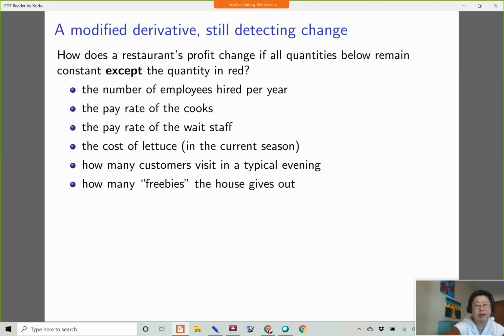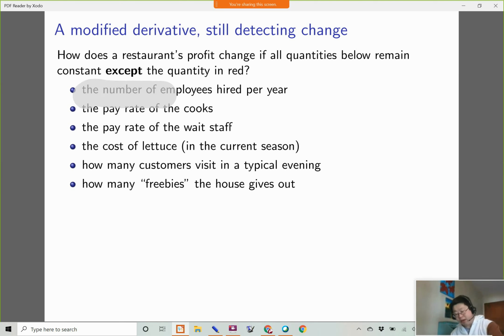And what I mean by that is, I took that block of statements at the bottom of the previous slide and said, what we're going to do right now is talk about how a restaurant's profit would change if all of these quantities below, just stick with these ones right now, remain constant. Each of these has a number associated to it. To keep it easy to think about, there's the number of employees hired per year. Let's say this is a small restaurant. They hire 2 employees per year because they lose 2 employees per year or something. So let's keep it at 2. Don't change the number. The pay rate of the cooks, let's say that remains constant.